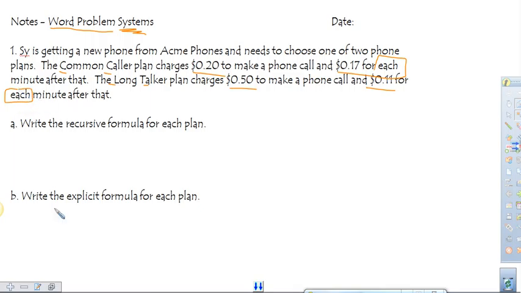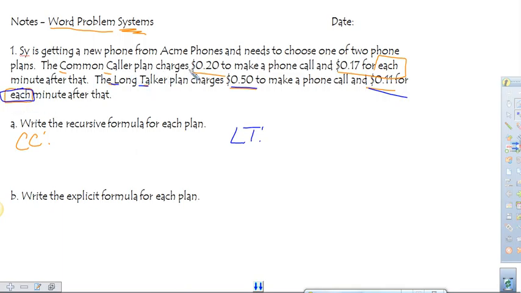So we have two equations going on here. We have one for the Common Caller and we have one for the Long Talker. Very creative names here, aren't those nice? Long Talker and Common Caller. Alright, so I'm going to color code this up for us.